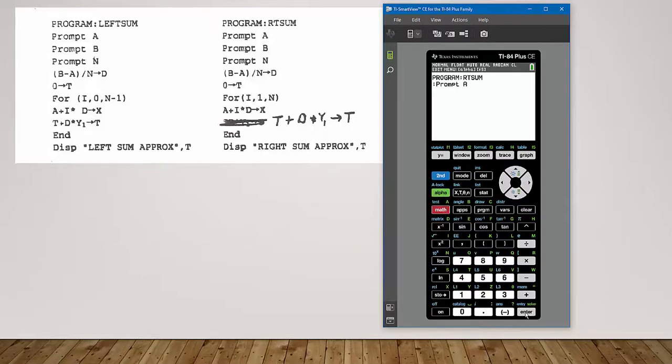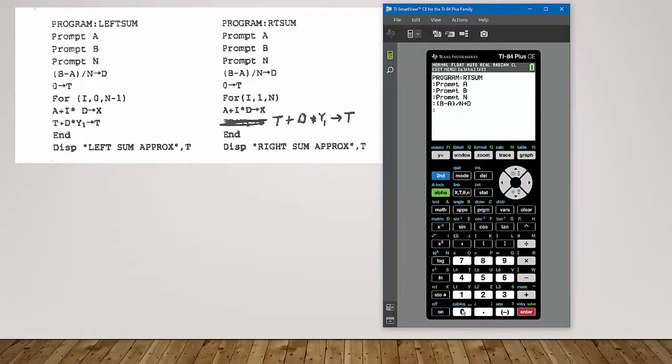Man, it looks the same as left sum except for maybe one line. Prompt A, then I have prompt B. And then prompt N. And then B minus A divided by N. That gets sent to D.